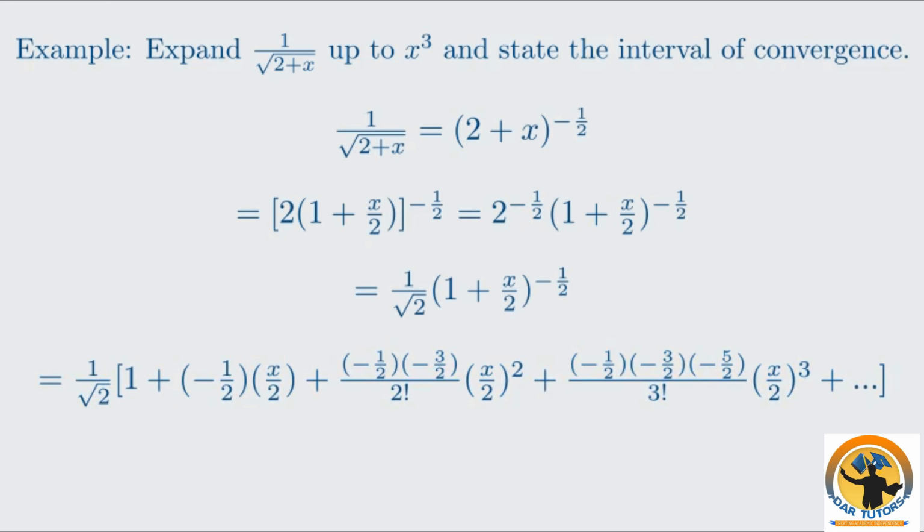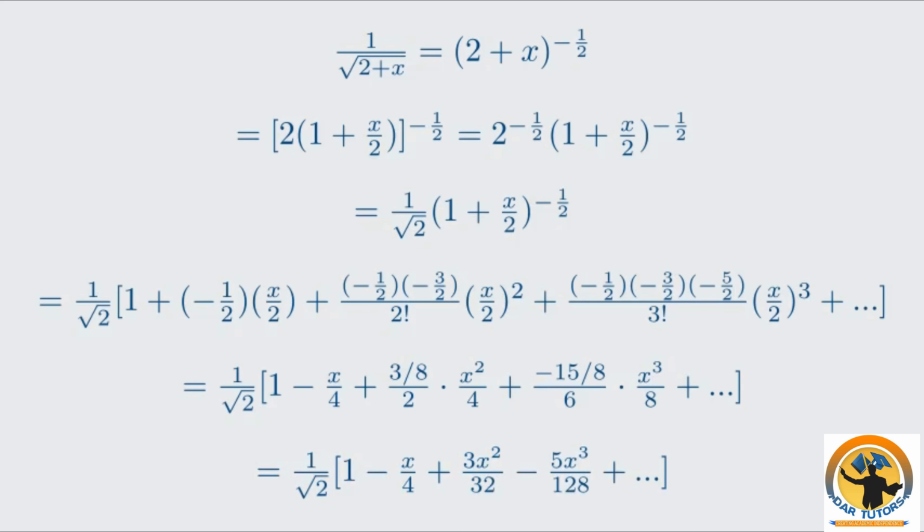Let's simplify each term inside the bracket. The first term is 1. The second is -x/4. The third is 3x squared over 32. And the fourth is -5x cubed over 128.